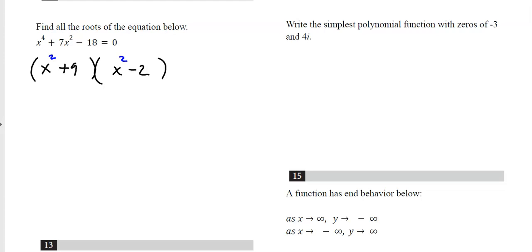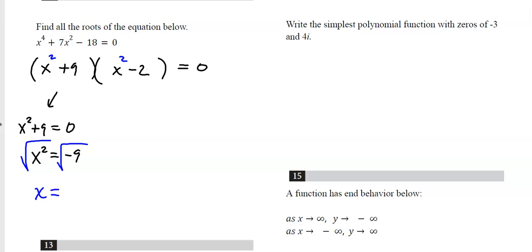So I need to figure out when this is 0. So let me solve these separately. Well, when is x squared plus 9 equal to 0? Well, if I minus 9 to both sides, I get that. If I take the square root of both sides, and whenever you take the square root, you get plus or minus, and then the square root of negative 9 is 3i. You got to use that i because there's a negative under the radical, and the square root of 9 is just 3.